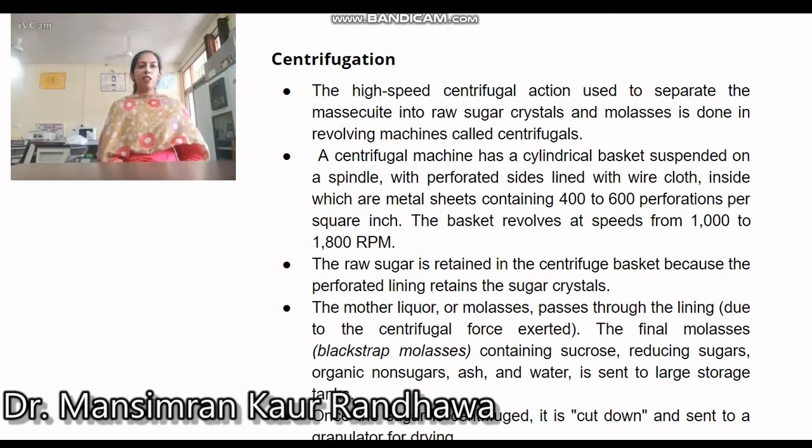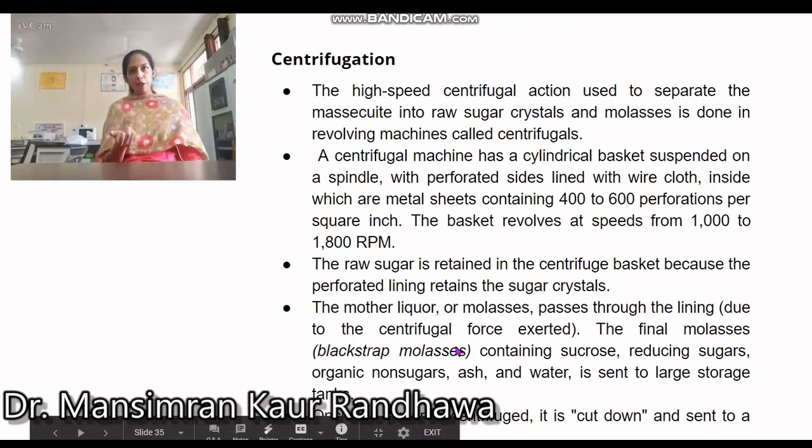A centrifugal machine has a cylindrical basket suspended on a spindle. We all know what centrifugals are; we have done that in previous semesters. We have some machine like this, in this form. It rotates at about 1800 RPM. The raw sugar we are going to get is retained in the centrifugal baskets, because the perforated lining retains the sugar crystals. The mother liquor, or the molasses, passes through these linings due to the centrifugal force.